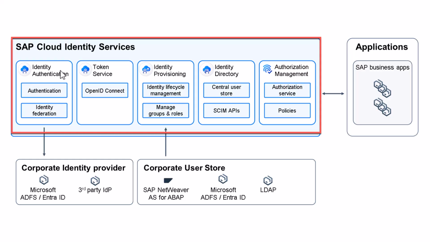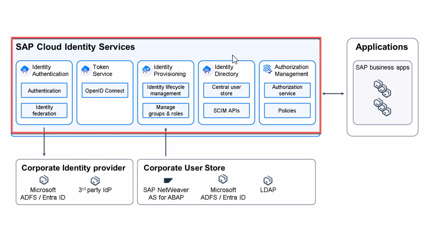So the identity authentication takes care of authentication and single sign-on. When the request comes into the SAP Cloud Identity Services, identity authentication gets the request first. And this is the identity directory, where the users are stored. So it can authenticate the users against this identity directory, and then once you are authenticated, it can allow the user to access the SAP SaaS solutions.